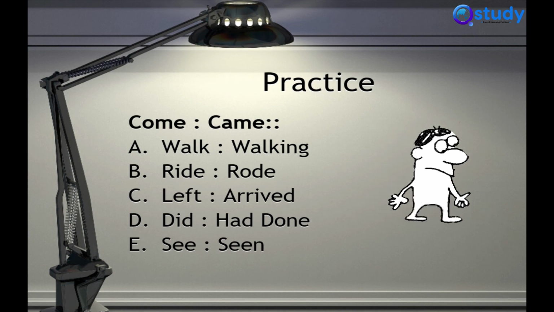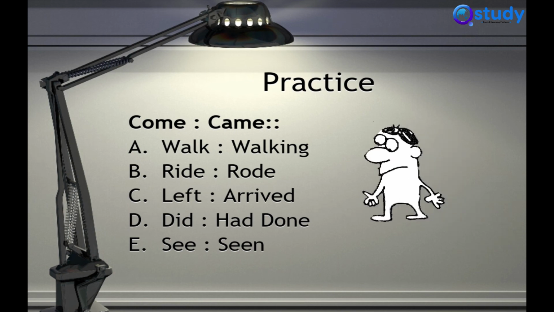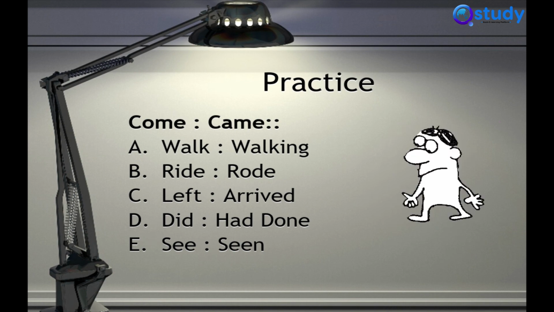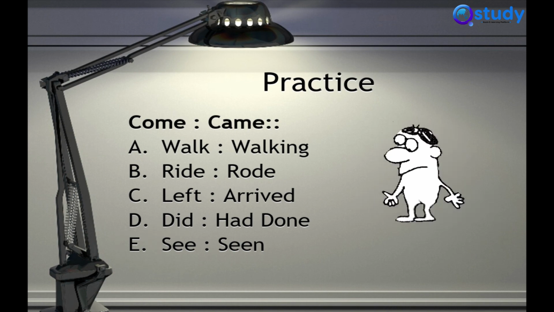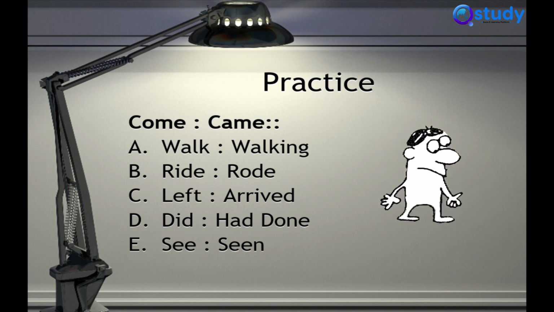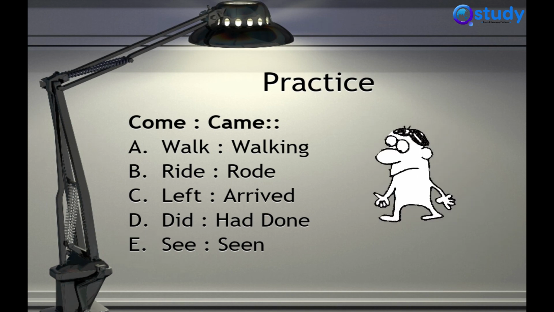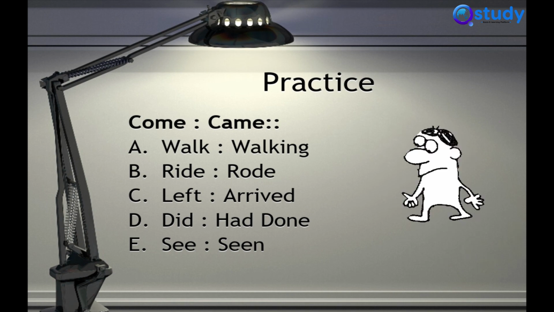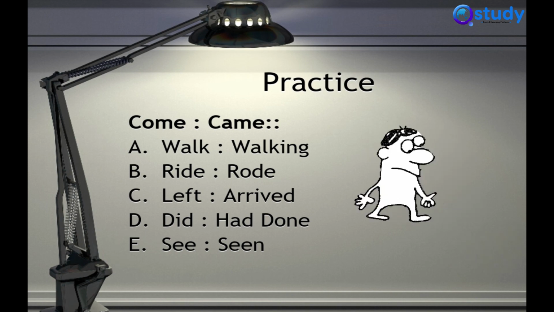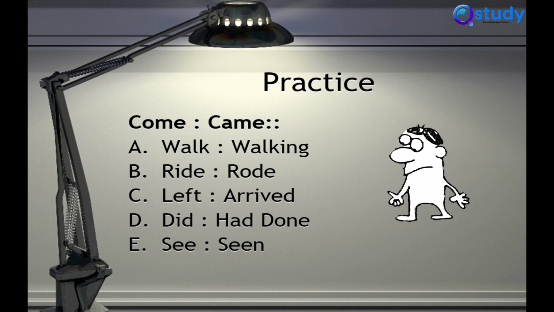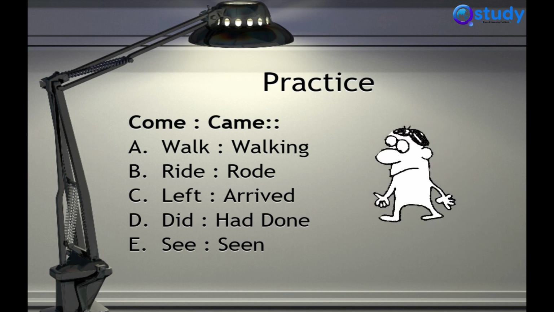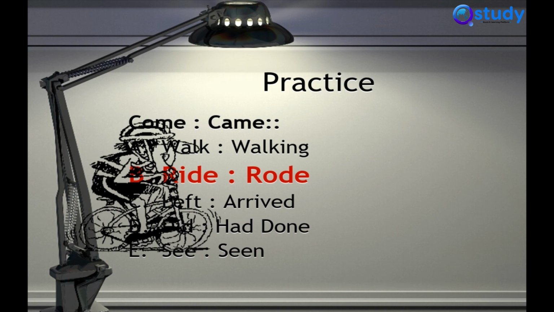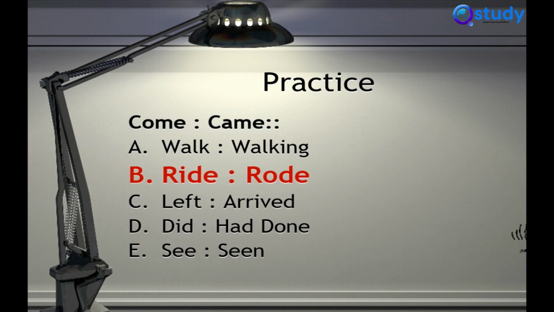Then next is come is to came. Come and came is the past form of come. So A is walking, the answer will be wrong. B is ride is to road. So ride and road is the past form of ride. So the right answer will be B, ride is to road. Let's see the answer. Yes, the answer is right, ride is to road.